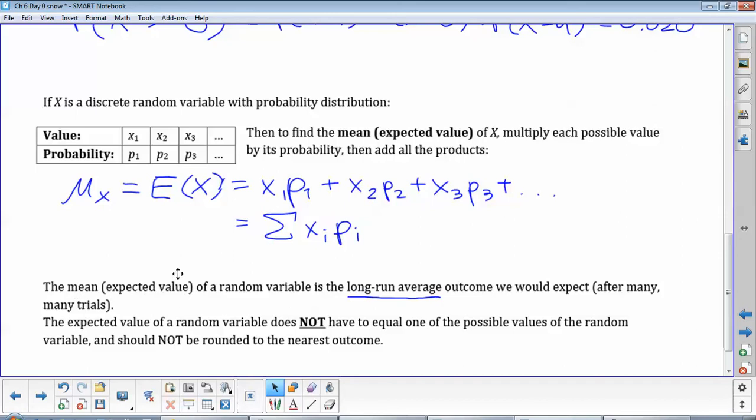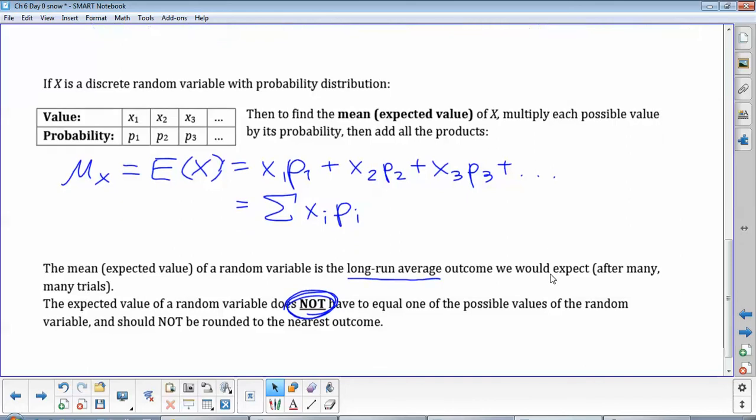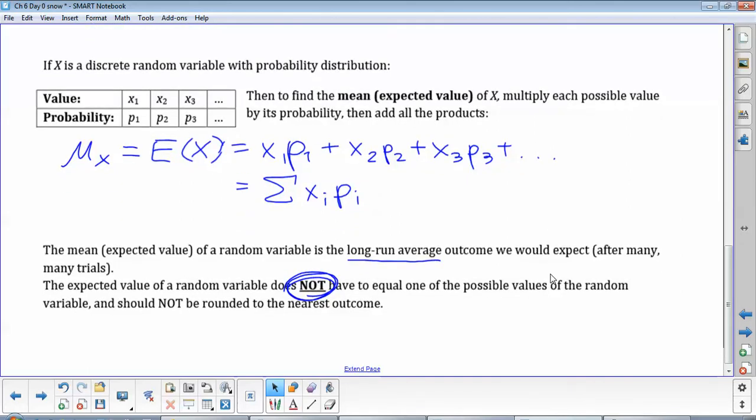The expected value does not have to equal one of the values in your distribution. So you do not need to round this. Again, it's an average. That's a mistake that a lot of people make. All right, I think that's long enough for the first half of this video. Make sure that you've caught up to here, and then join me over in part 2.